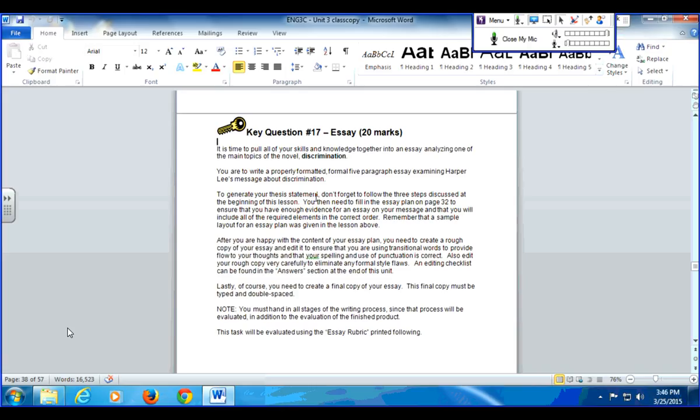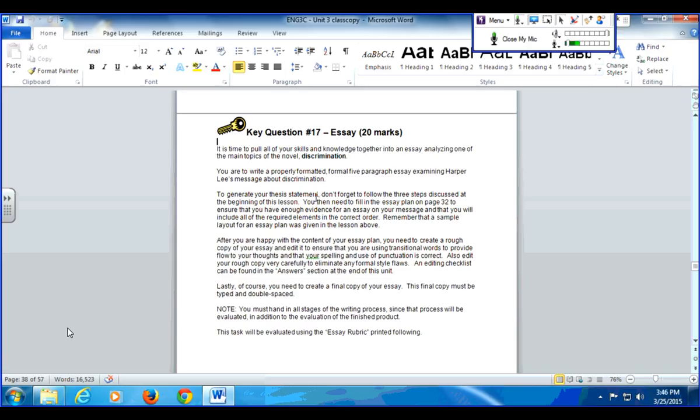You can always change, modify, and move it around as needed. And then once all that's done, you do your final copy. You must hand in all stages of the writing process when you do this. That means you have to hand in your outline, which we looked at on page 33.